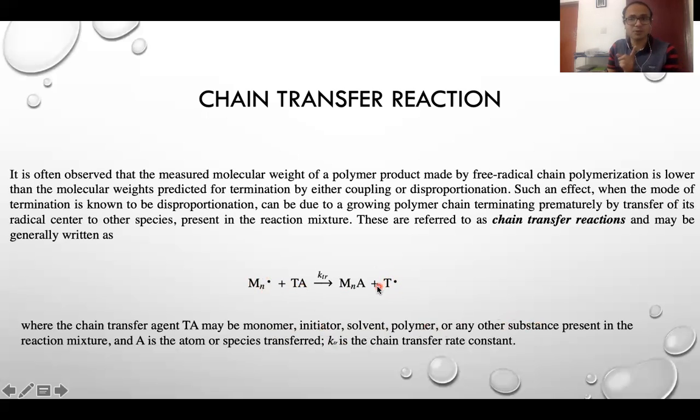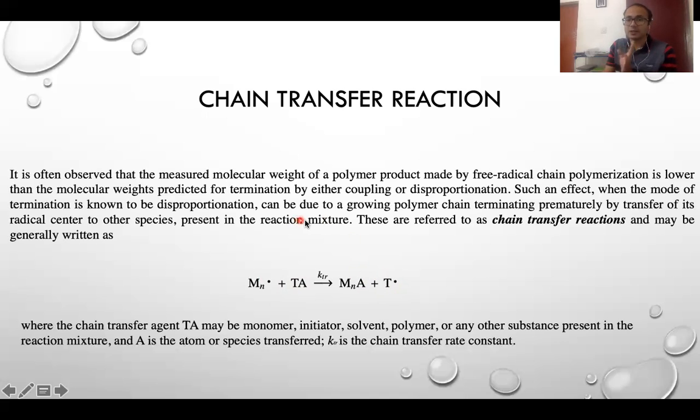In disproportionation, if you remember, both the species are getting neutralized. But in this chain transfer process, this chain is getting terminated, but another activated species is generated in the process. That is the difference between the usual disproportionation and the disproportionation that is happening in the chain transfer reaction. I hope you understood what is meant by a chain transfer process.